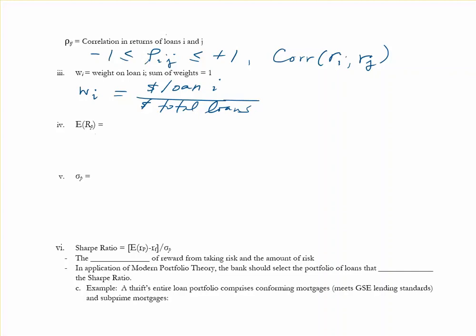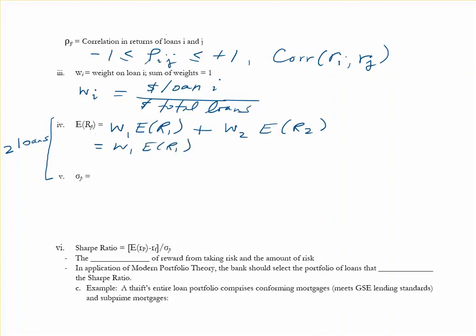Now, given these variables, we can, given two loans, right? So we're just going to do two loans here in our portfolio. The formula for the expected return of the entire portfolio will be the weight of loan 1 times the expected return of loan 1, plus the weight of loan 2 times the expected return of loan 2. Now, when you have only two, it's very helpful to keep in mind that the weights have to sum up to 100%. So if you know the weight of one, you know the weight of the other. Right? That's very important to remember.